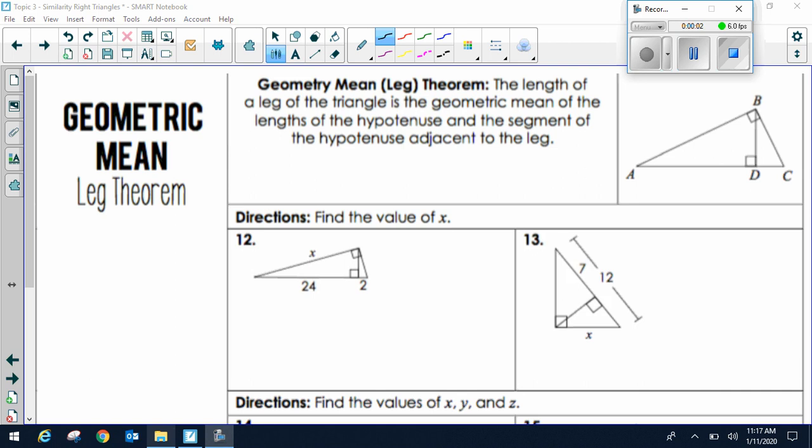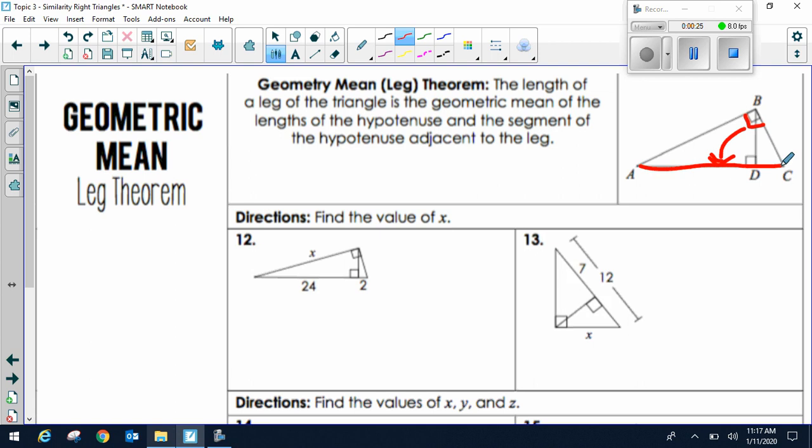So yesterday we talked about the altitude theorem. Today we're going to talk about the leg theorem. And the thing that you must do first with the leg is you must identify where is the right angle of the big outside triangle. So if you look at my big figure here, my right angle would be here. And the reason why we do that is because it tells us where the hypotenuse of that big triangle is.